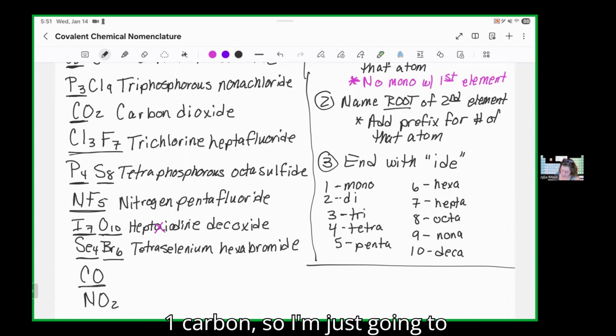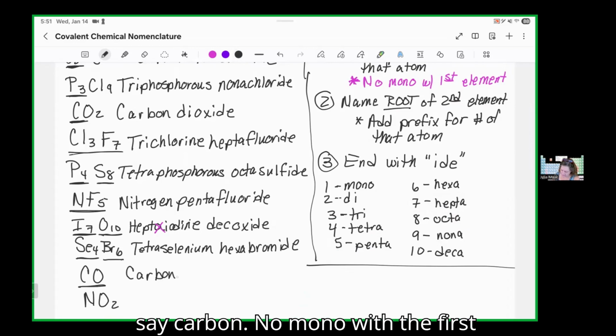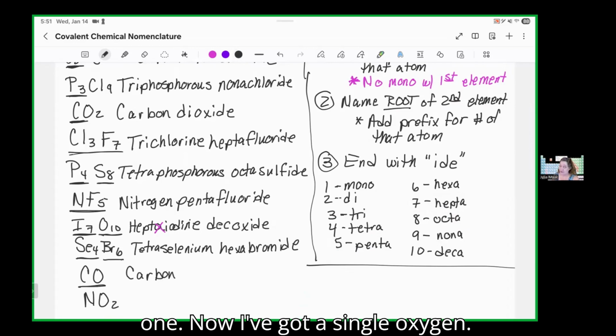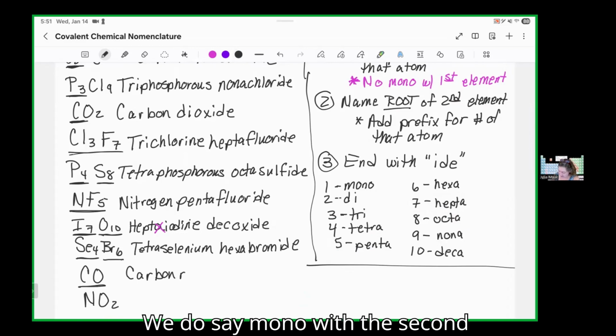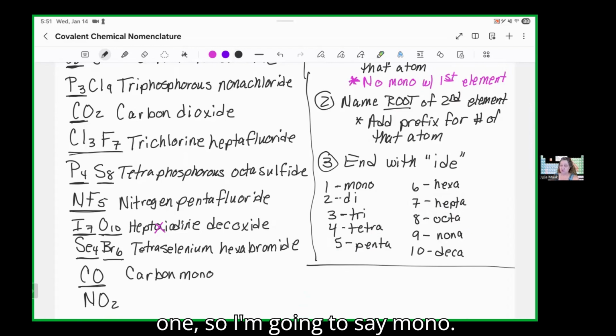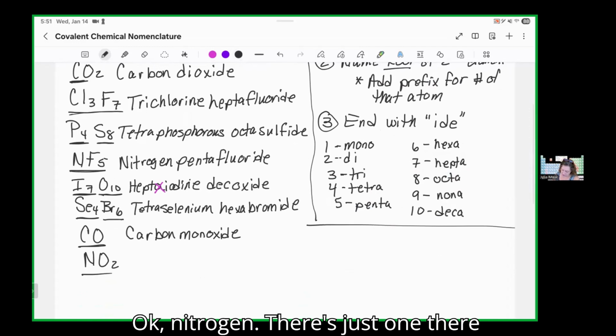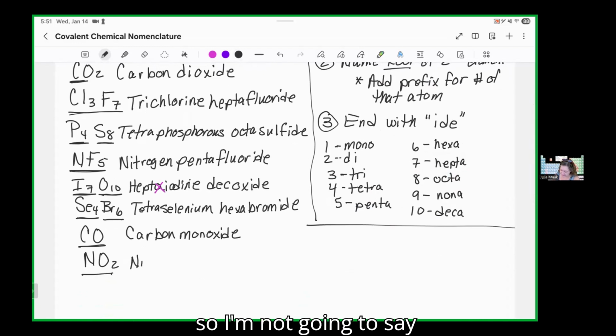Here I've got 1 carbon, so I'm just going to say carbon, no mono with the first one. Now I've got a single oxygen. We do say mono with the second one, so I'm going to say mono. I'm going to drop the O and add ox is the root, ide is the end. That's carbon monoxide. Nitrogen, there's just 1 there, so I'm not going to say mono for that first one.